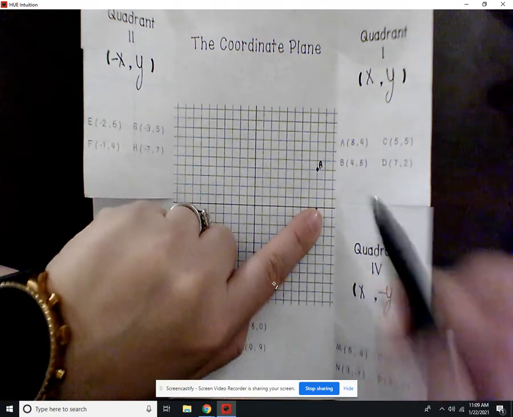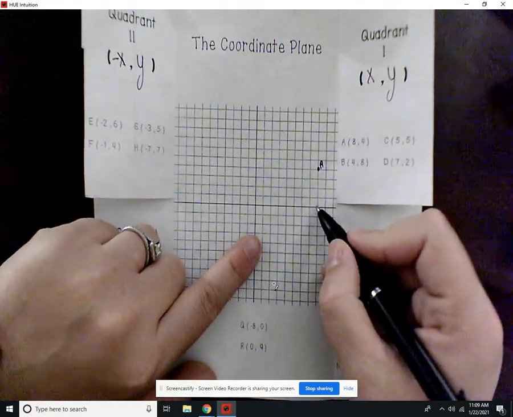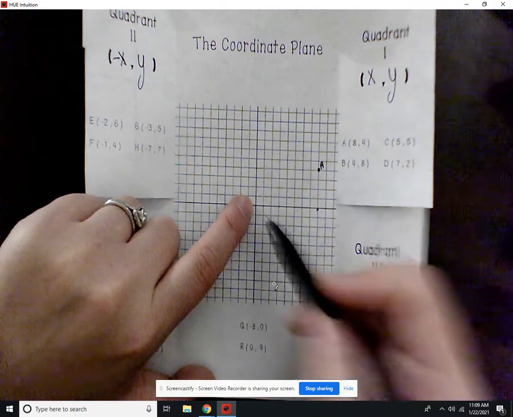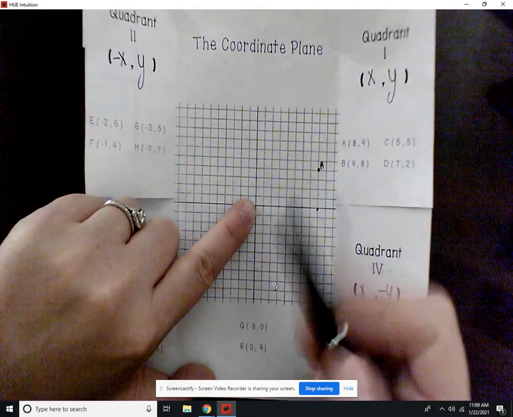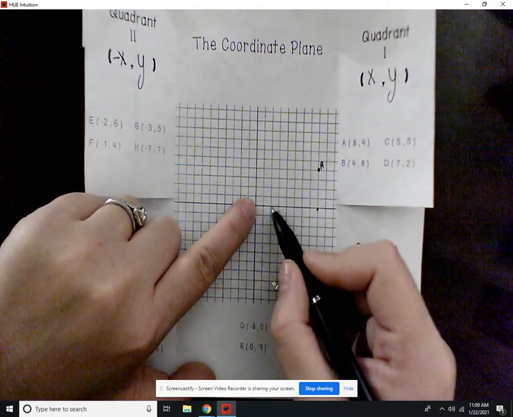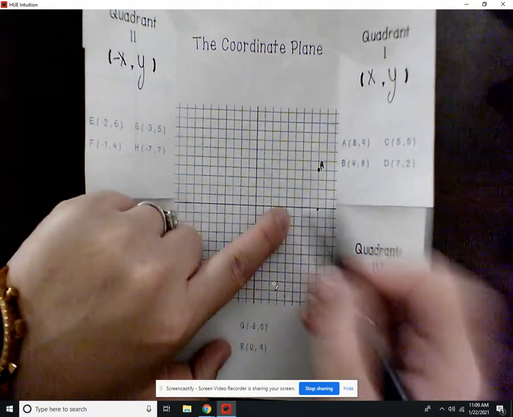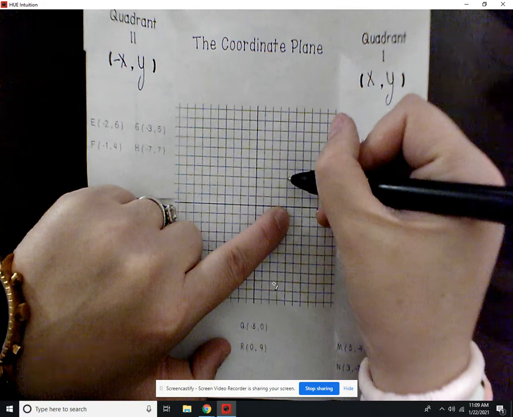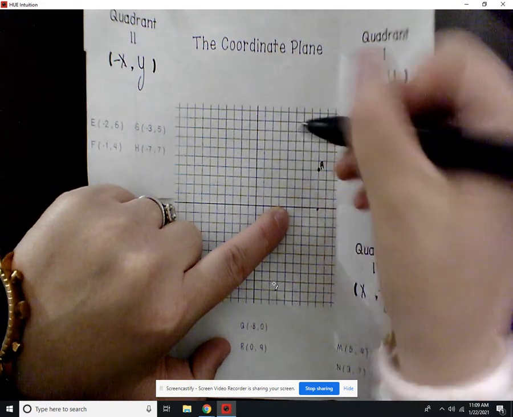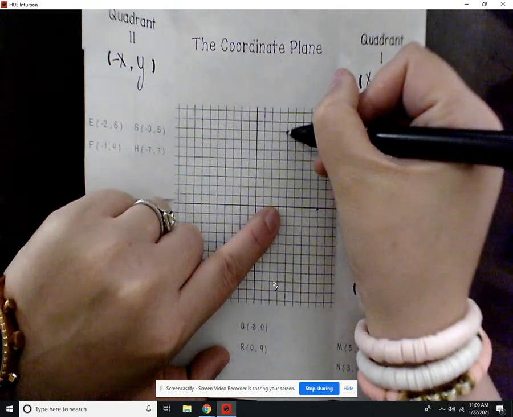Again, we'll start in the center. So B is positive 4, 8. We're going to go to the right 4 spaces: 1, 2, 3, 4. And then the second number is 8, so we're going to go up 8 spaces: 1, 2, 3, 4, 5, 6, 7, 8.